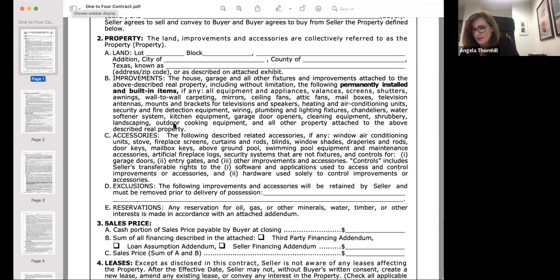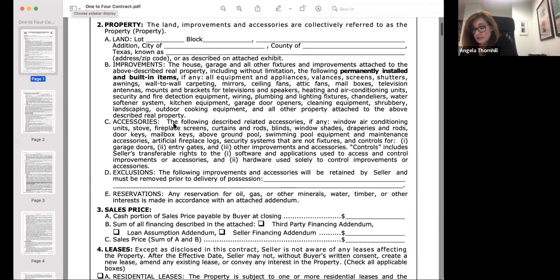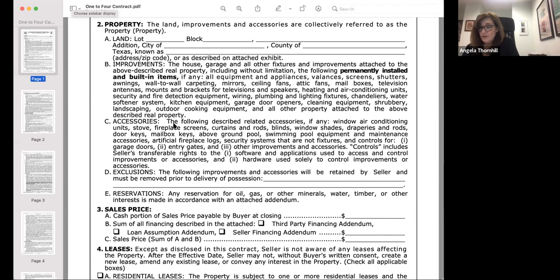And then skipping down to D below it, on exclusions: if there are any of those things listed in B that the seller wants to take with them, that needs to be listed in the exclusions.